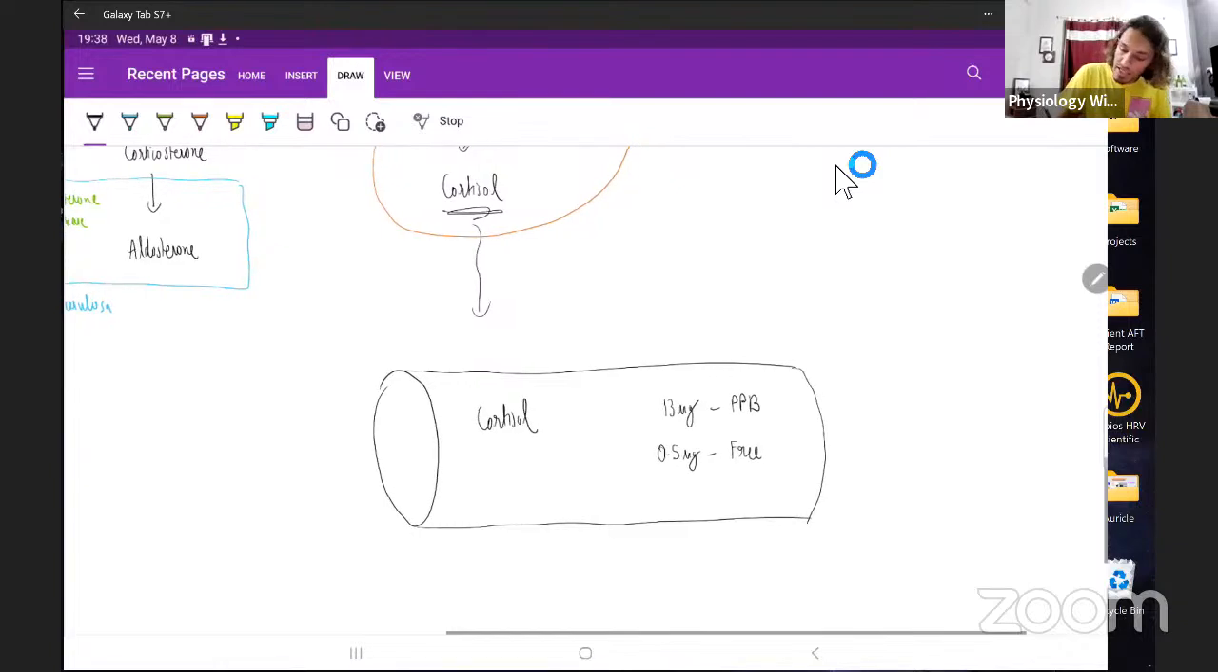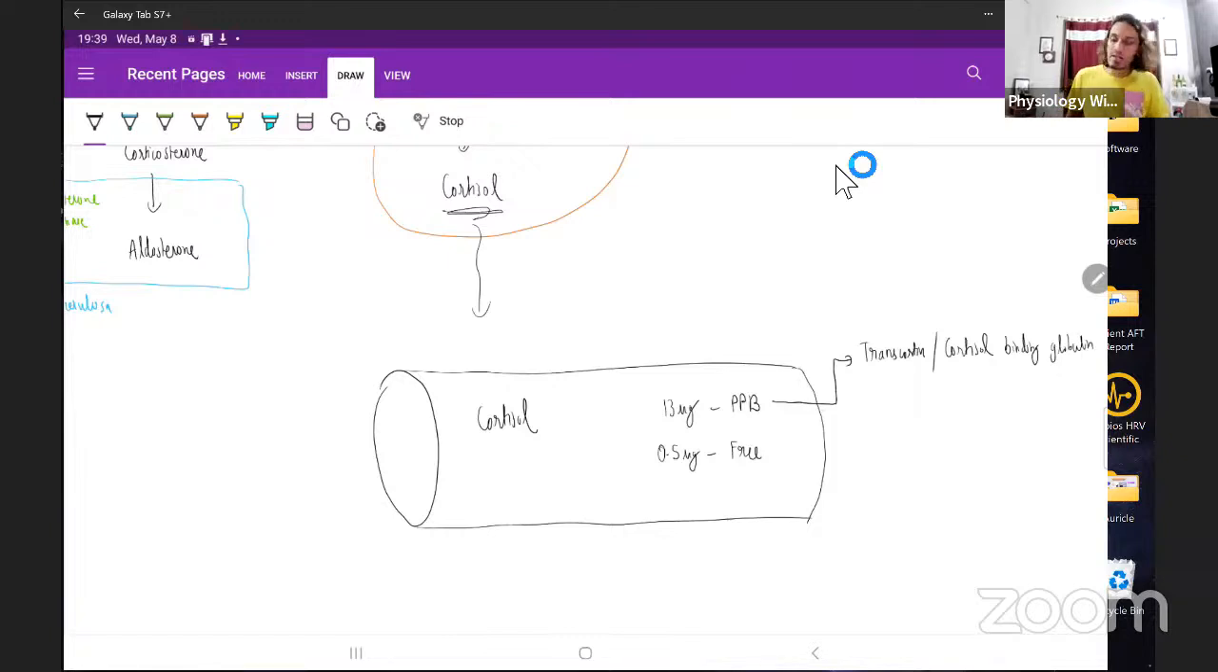Plasma protein bound, it is usually attached to something called transcortin or cortisol binding protein, which is a globulin. The cortisol binding globulin or transcortin, and it can also bind to albumin, but majorly it is to this. So now we have this 0.5 microgram free, which is finally going to act.